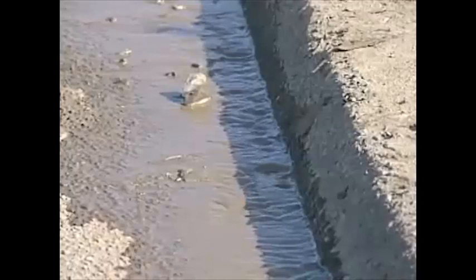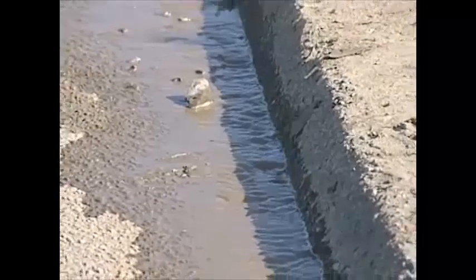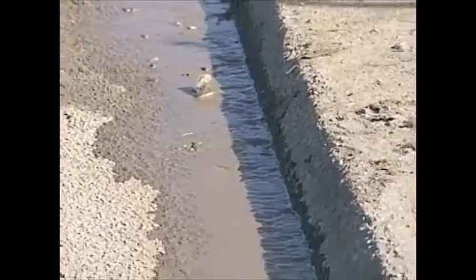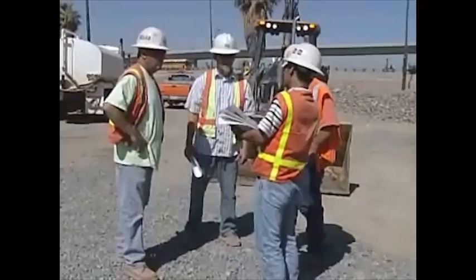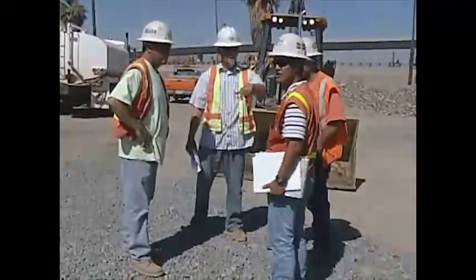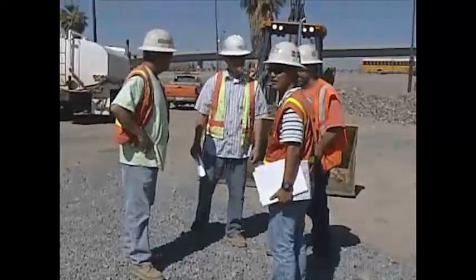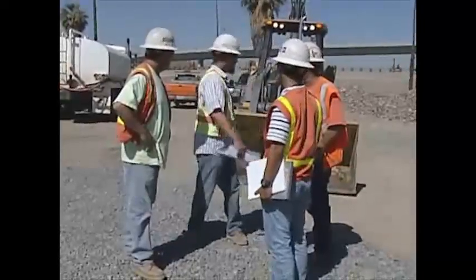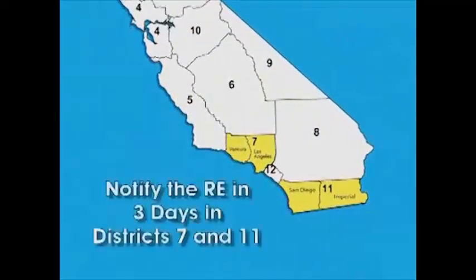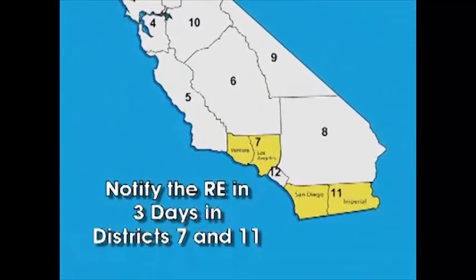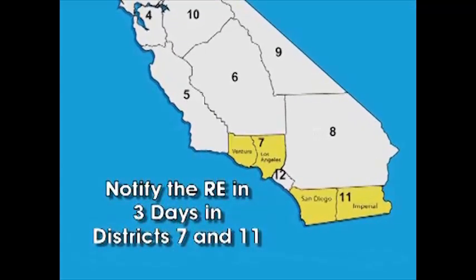If a discharge occurs, or if a project receives a written notice or order from any regulatory agency, then the contractor must notify the resident engineer verbally upon discovery and in writing within 7 days of occurrence, or as specified in the project special provisions. For Districts 7 and 11, the notice of discharge must be submitted to the resident engineer within 3 days.